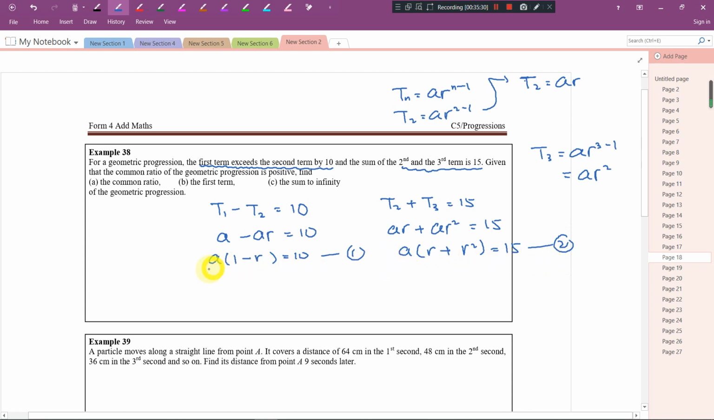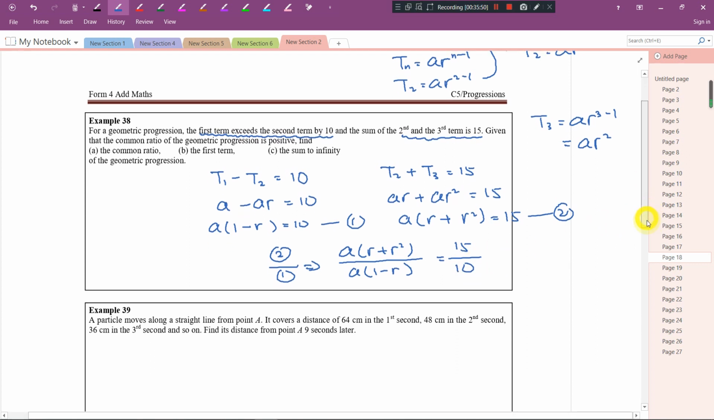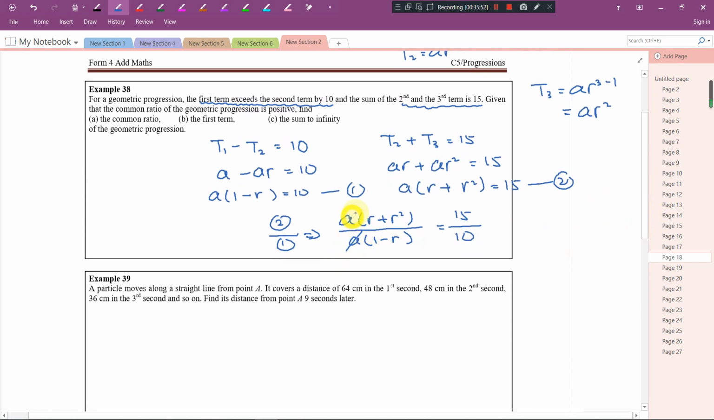So now I want to eliminate the A. I can take the second equation divided by the first equation. Second equation divided by the first equation. So you can cancel out the A. So this one you can simplify, it becomes 3 over 2.